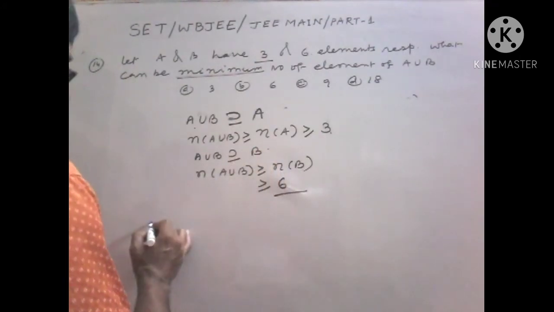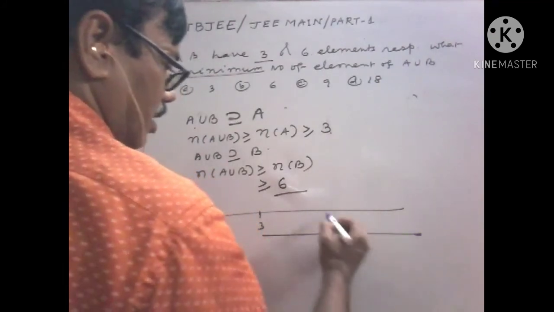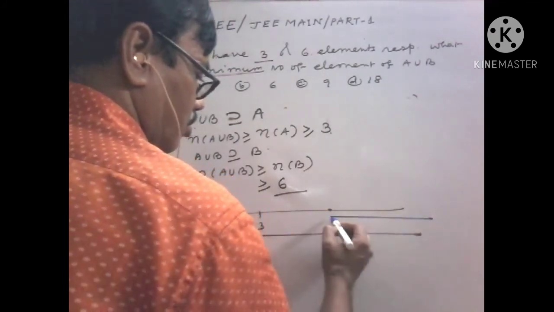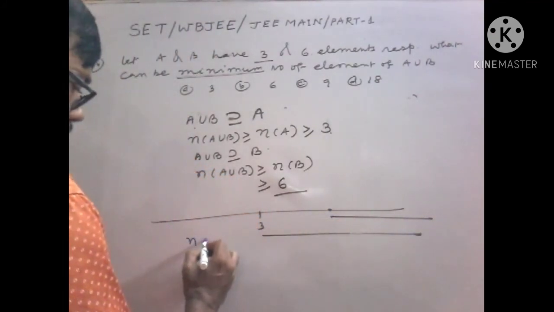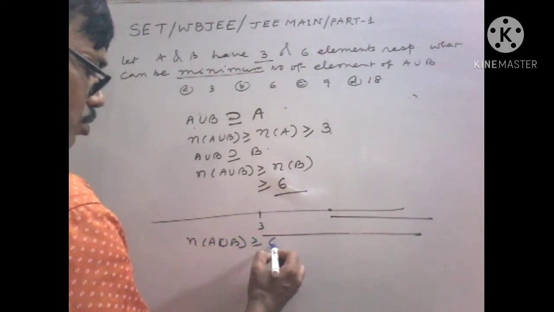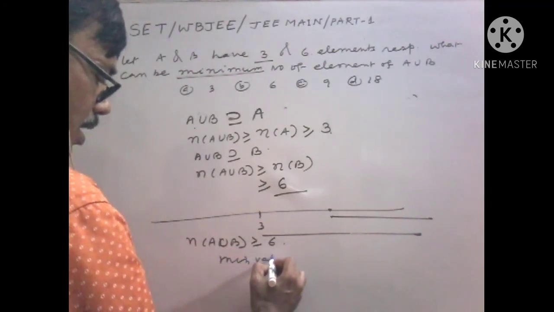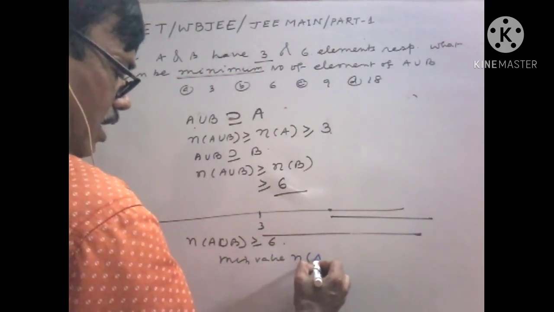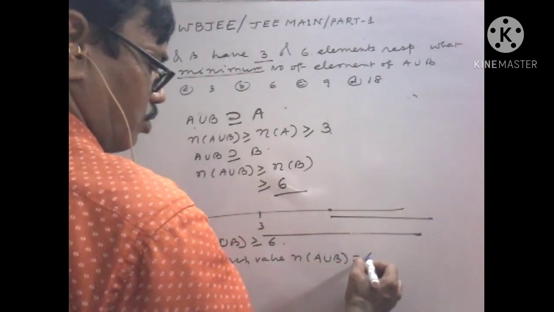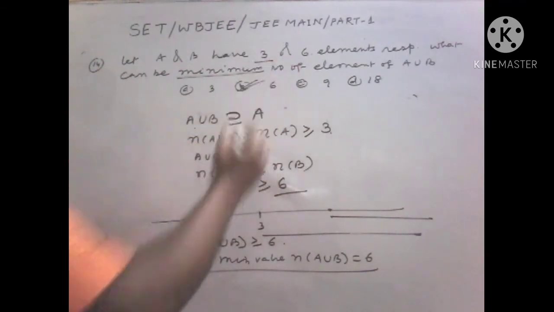So look at the figure. This is greater than or equal to 3 and this is greater than or equal to 6. So n(A union B) is greater than or equal to 6. So the minimum value of n(A union B) equals 6. So the minimum value is 6.